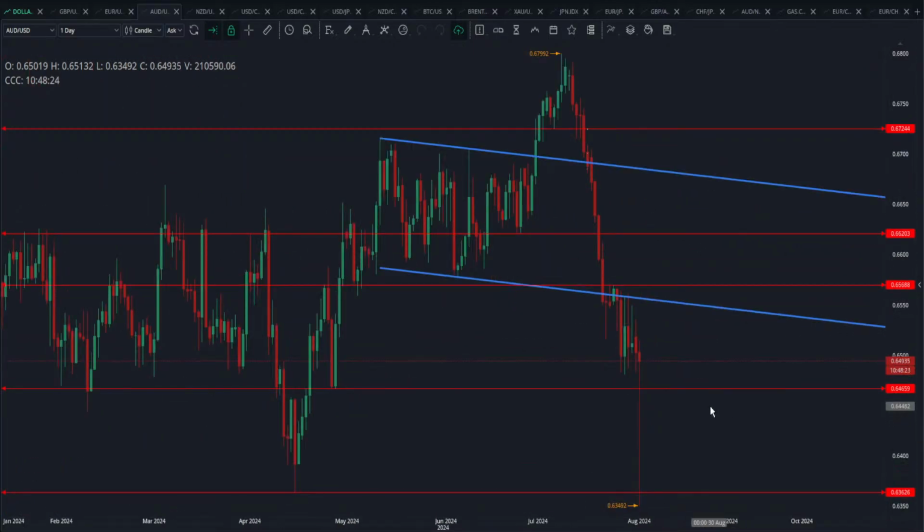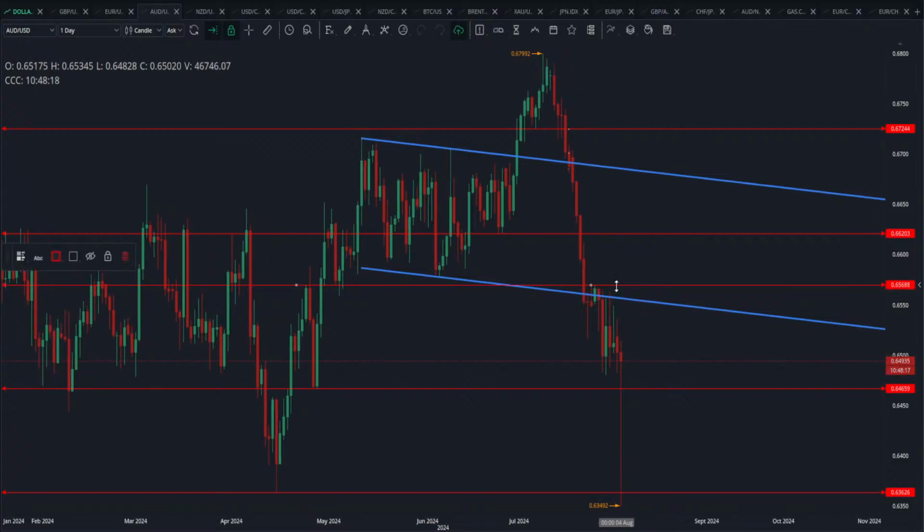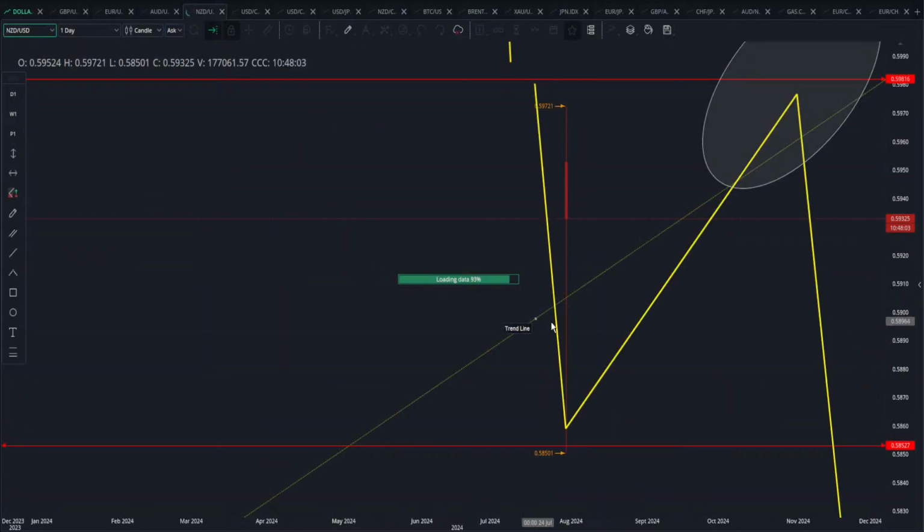Okay, so the market structure needs to shift, and for the market structure to shift, the price has to break higher than this high, that is 0.6560. So today it doesn't seem like it is doing it, but tomorrow or maybe the day after or in this week, if it happens, then we'll start looking for buying opportunities in the Australian dollar. Right now, nothing. What about the New Zealand dollar?